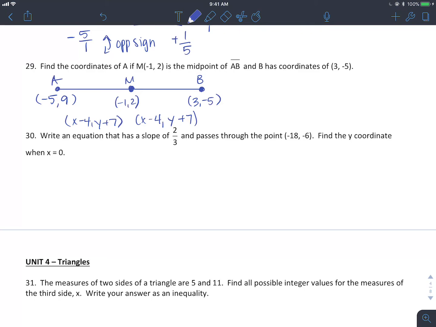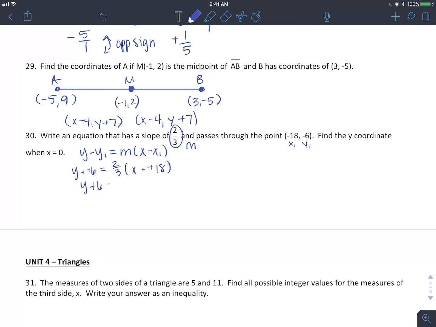All right, this short one: write the equation of a line that has a slope of 2/3 and goes through -18, -6. So we're going to use our equation y minus y1 equals m times x minus x1. This is going to be our x1 and our y1. This 2/3 is our m value. So we're going to have y minus -6 equals 2/3 of x minus -18. We know that minus and negative changes to plus.